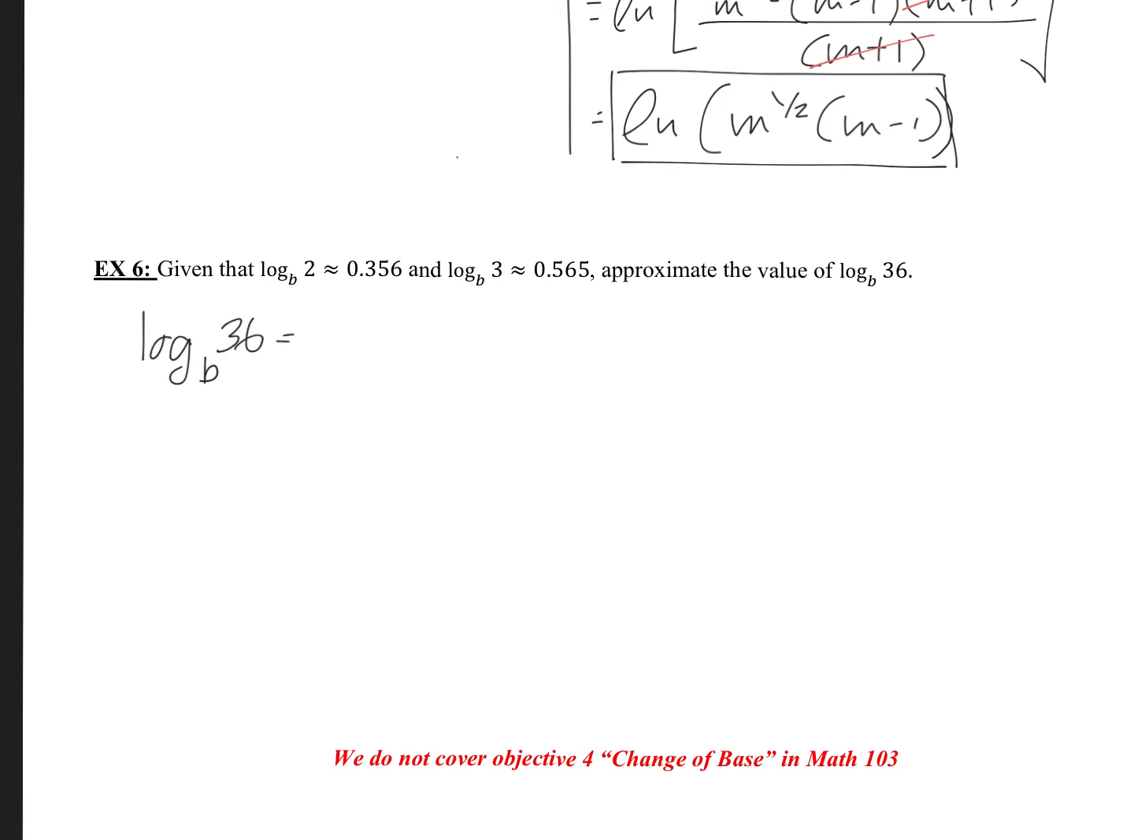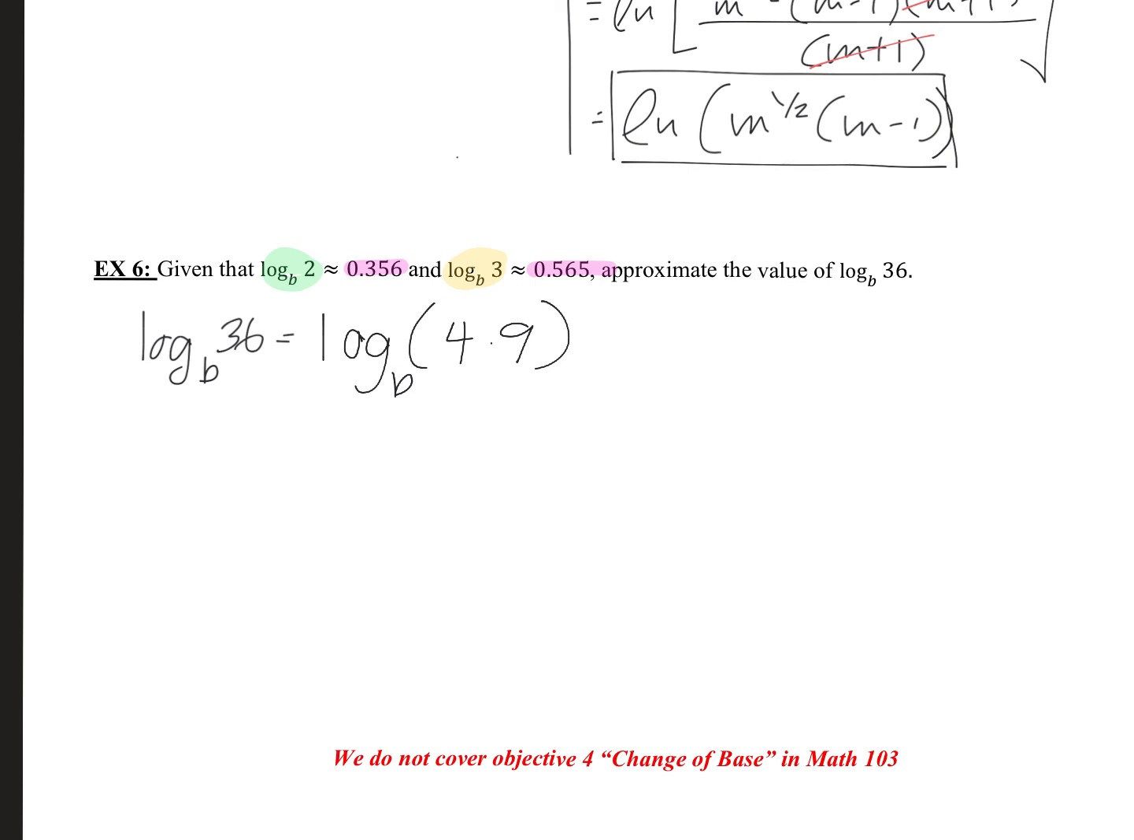Now I'm only given log base b of 2 and log base b of 3. I don't have any other values, so I'm going to really work hard to turn this 36 into 2's and 3's, because then I know the approximate values for them. If I turn the 36 into something like 9 times 4, that would not be that useful to me. It's 4 times 9, but that's still not useful, because I have log base b of 2 and log base b of 3 given.